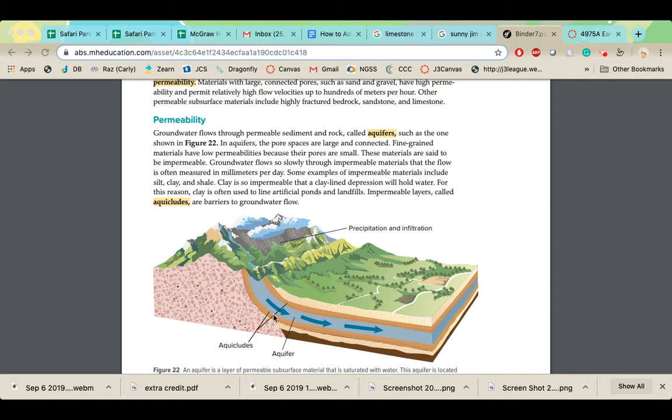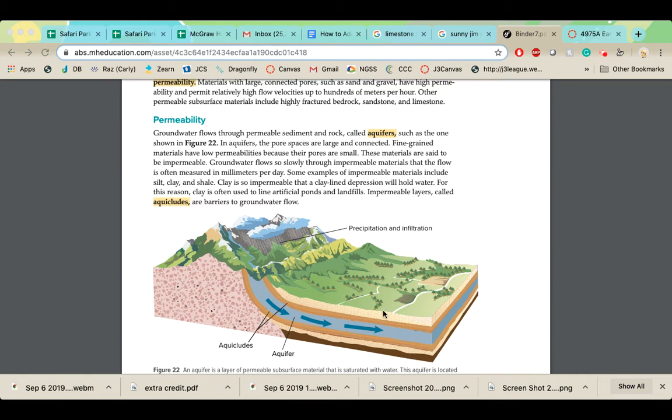So when something like clay is lining the top and bottom of an underground river, the water can't go anywhere else except to move through this natural piping system. So it basically makes this really cool underground river, and that's called an aquiclude. It's an aquiclude to stop the water from moving through.